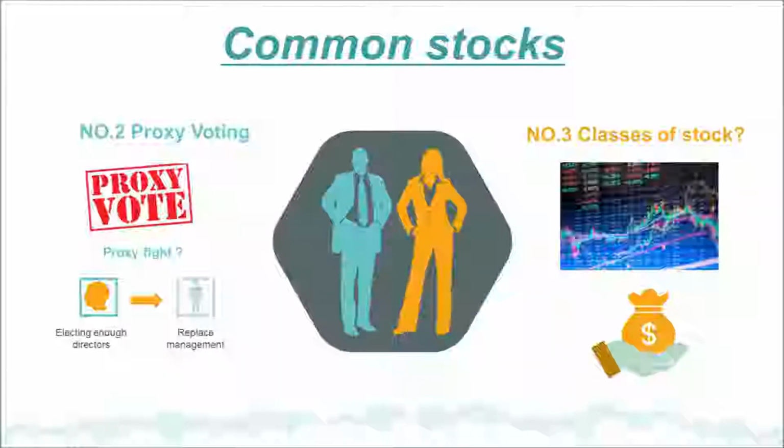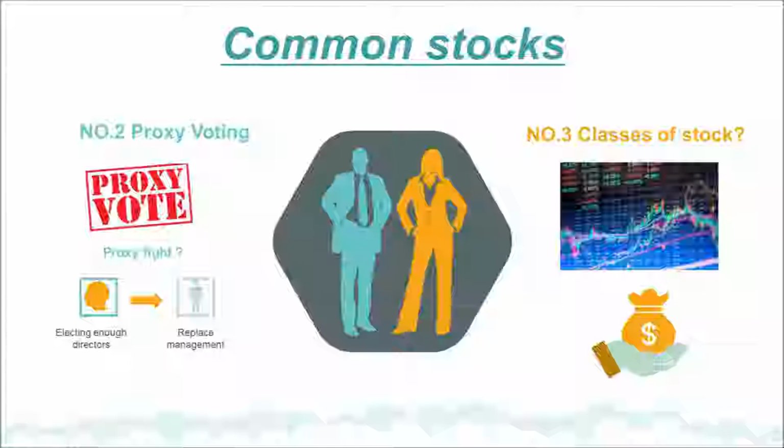And then we have proxy voting. A proxy is a grant of authority by a shareholder to someone else to vote her shares. However, an outside group of shareholders can try to obtain proxies in order to replace management by electing enough directors.